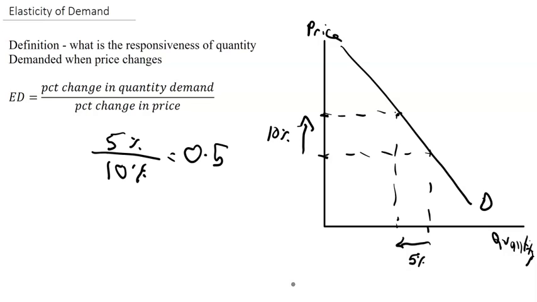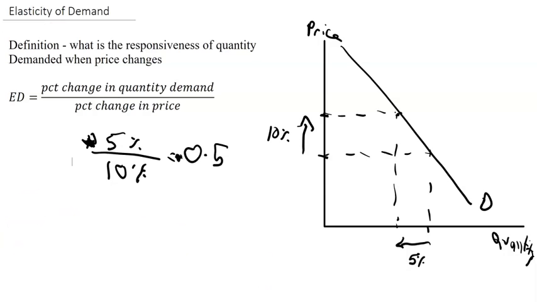Notice we are actually not using the negative sign. Technically, there should be a negative sign. If price goes up, the quantity should go down. But since it is elasticity of demand, in a lot of books they drop the negative sign because we know it is going to be negative all the time. So we just drop the negative sign here. This is how we would calculate elasticity.